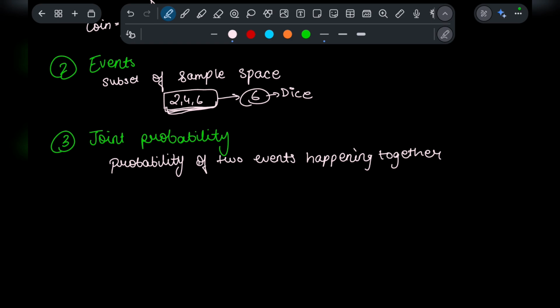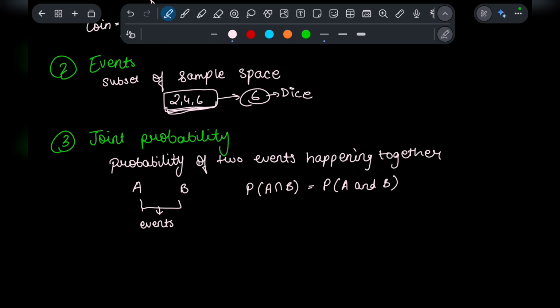For example, if you have event A and event B, these are the two events. What would be your joint probability? Your joint probability would be P of A intersection B, that is, P(A and B). This is the joint probability of the two events, A and B.